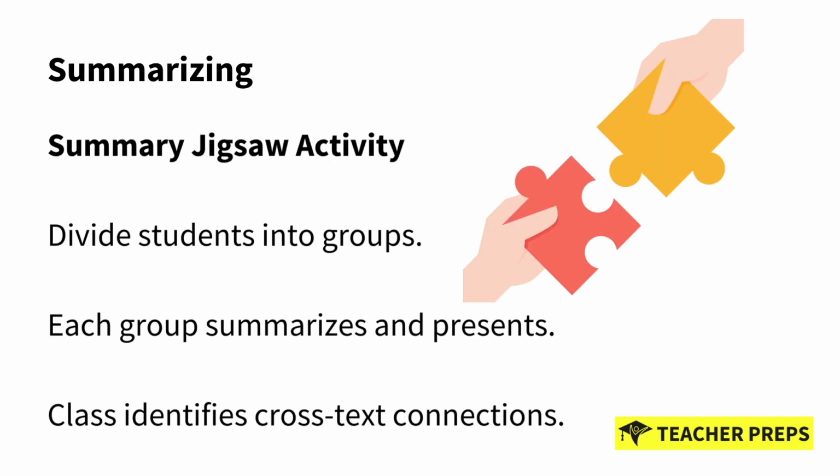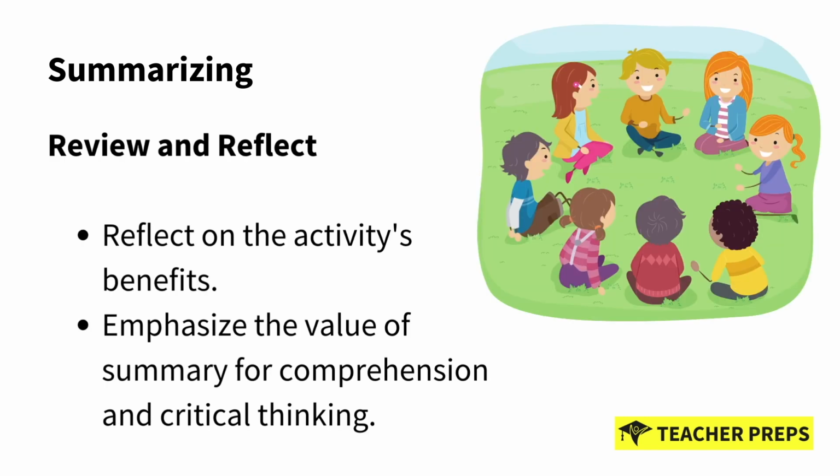To create a fun classroom activity, organize a summary jigsaw activity. This one's really fun. This is when you divide students into groups. Each group summarizes and presents. The class identifies cross-text connections that they can find from texts they've previously read or experiences from their own lives. Complete the activity with a review and reflection session in order to reflect on the activity's benefits. Also, emphasize the value of summary for comprehension and critical thinking.